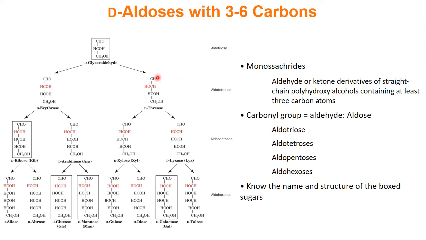So if your carbonyl group is an aldehyde, that is, it's C double bond O H at the very top like this, we call our sugars aldoses. So you can have an aldotriose, aldotetrose, aldopentose, and an aldohexose. And these names just come from how many carbon atoms you have. So you see that we can have a lot of aldoses. However, for biochemistry, the only ones that are really used are the ones that are in squares here. So these are the sugars I would like you to know the names and the structures of.